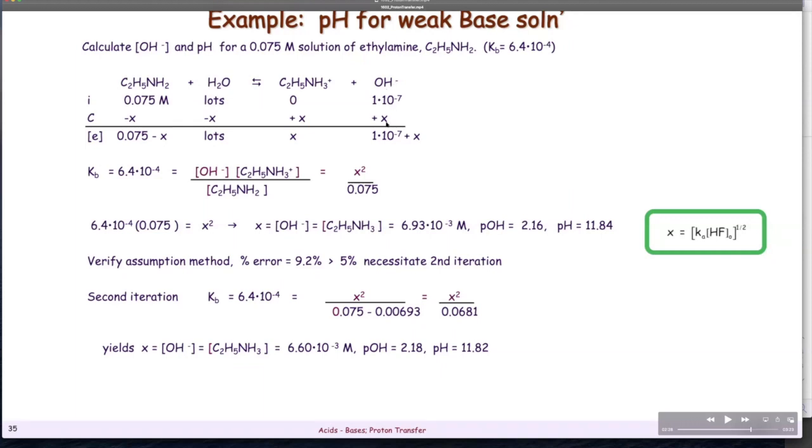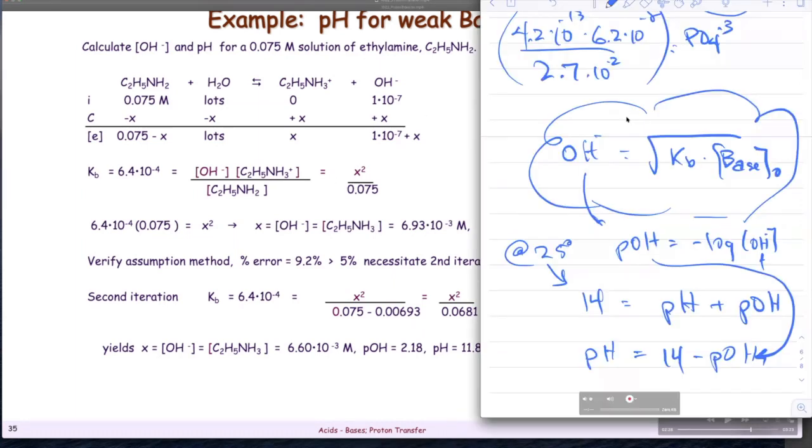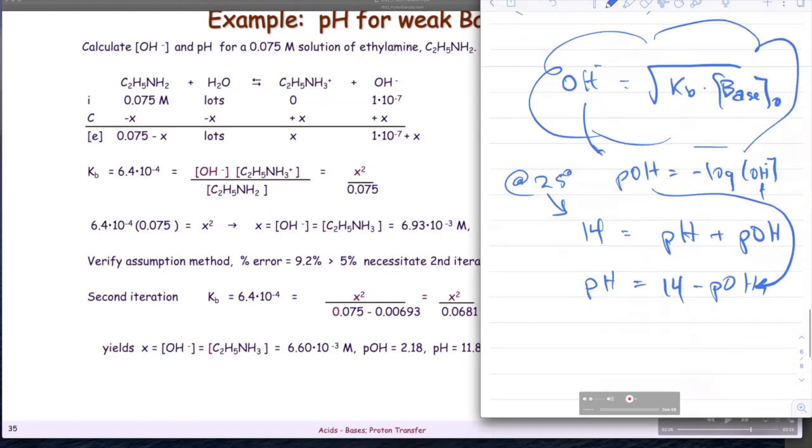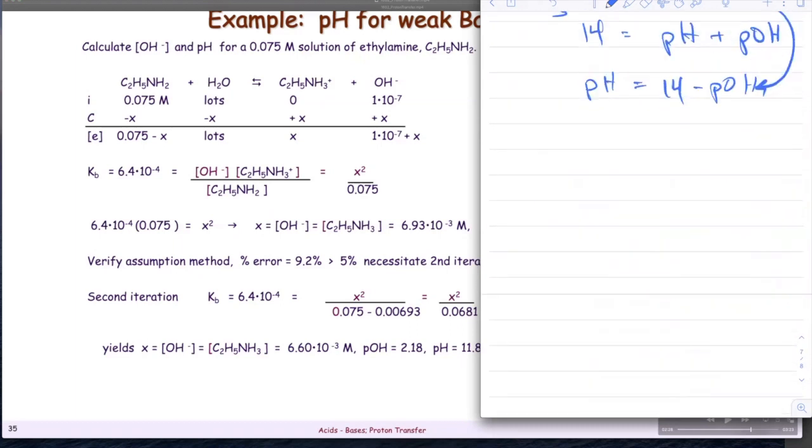We set up the ice table. We know what the Kb is. We basically solve this problem. And just so that I can show you, if that was the problem, then the hydroxide ion concentration is just equal to the square root of the Kb times the initial concentration of C2H5NH2.